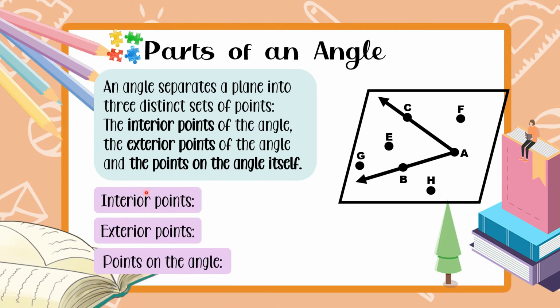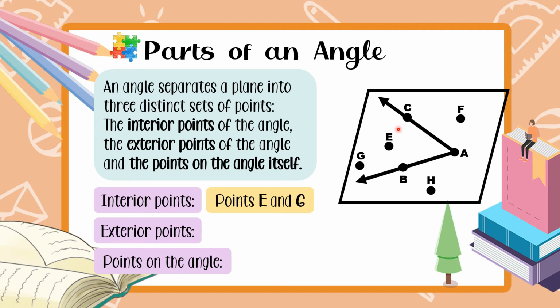Pag sinabi nating interior points, ito yung mga points na makikita sa loob ng angle. If this is your angle CAB, okay? If this is your angle CAB, ano yung mga points inside or on the interior of the angle? So, yun nasa loob ng angle, which is points E and G.